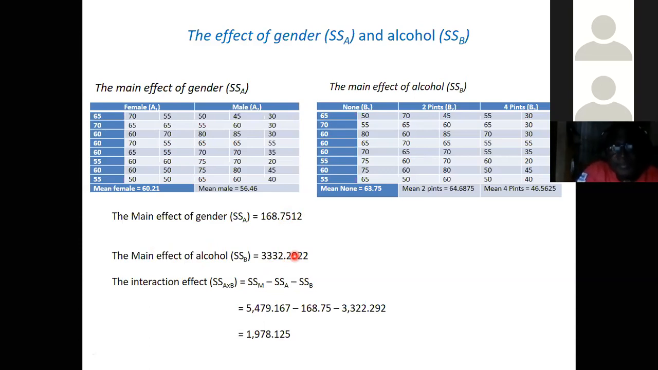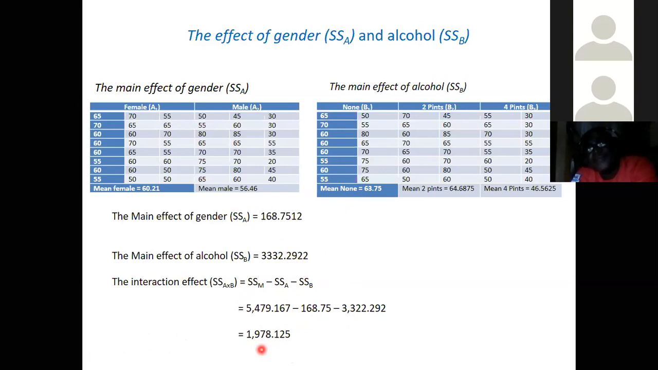So the remaining one will be the interaction. What you have to do to get the interaction effect is just remove, from the sum of square model we have calculated before, the gender and the alcohol. When you remove them, it gives you 1,078.125, which is their interaction effect.